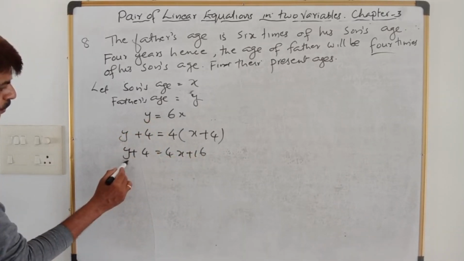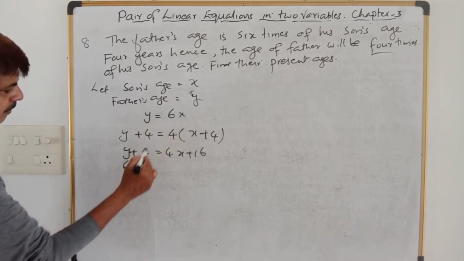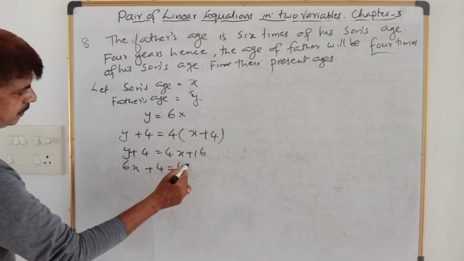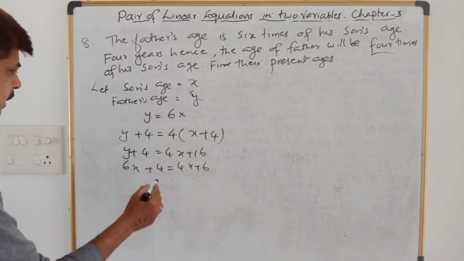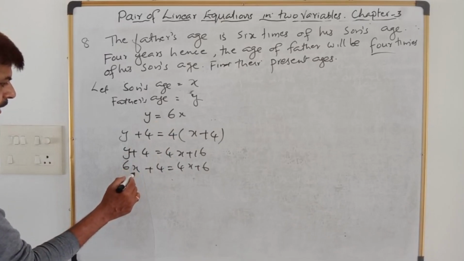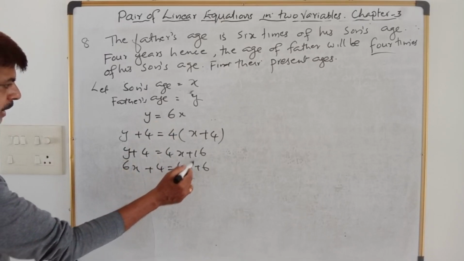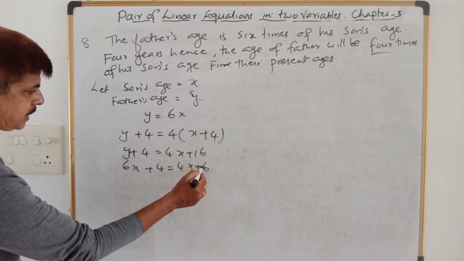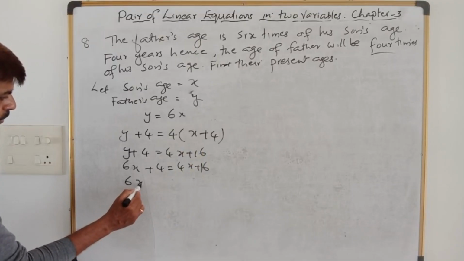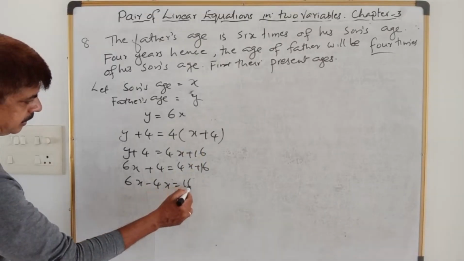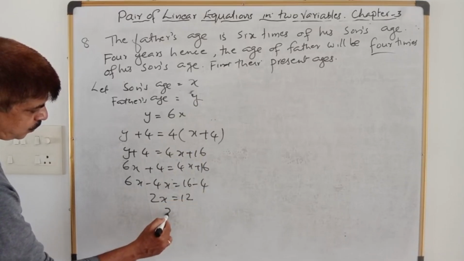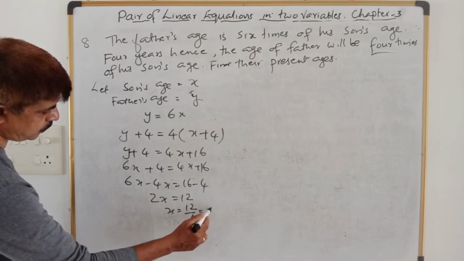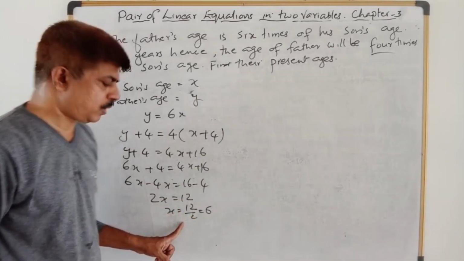So y can be substituted by 6x. So 6x, and on the other side 4x plus 16. So 6x minus 4x equals 16 minus 4. Therefore 2x is equal to 12. X is equal to what? 12 by 2. X is equal to 6.